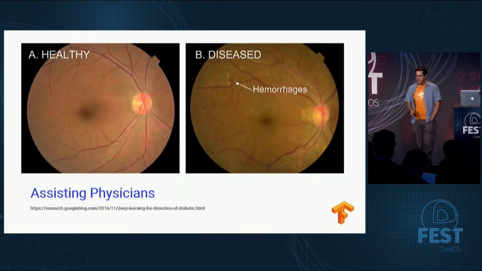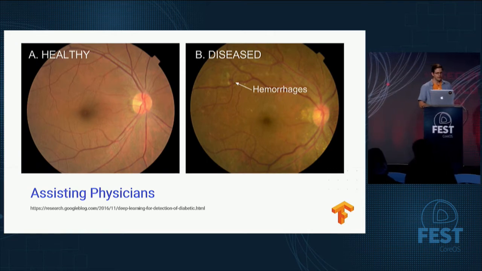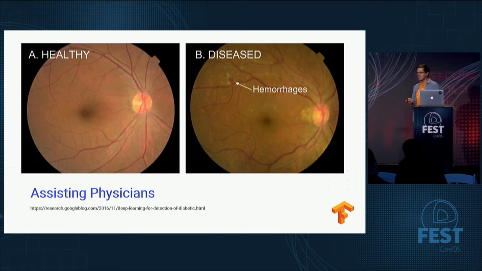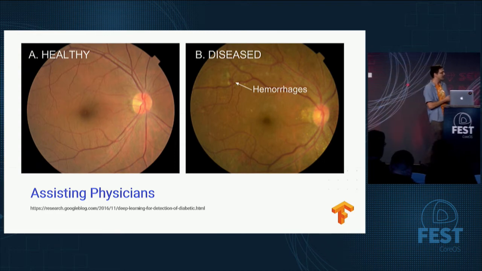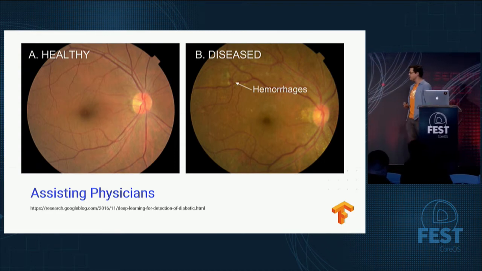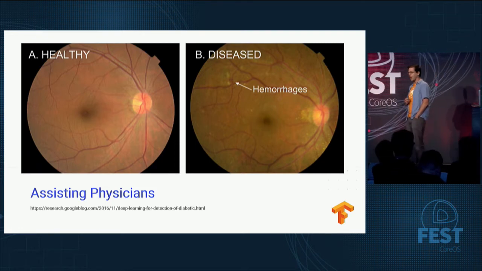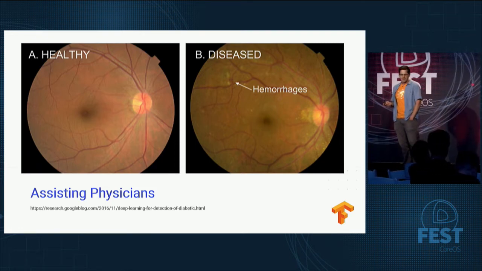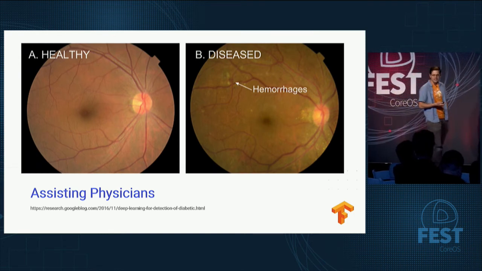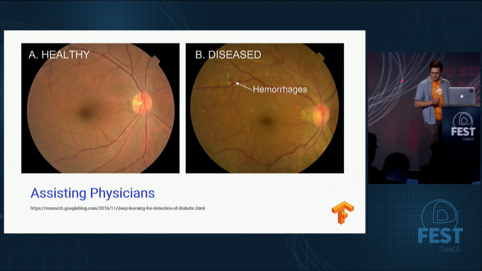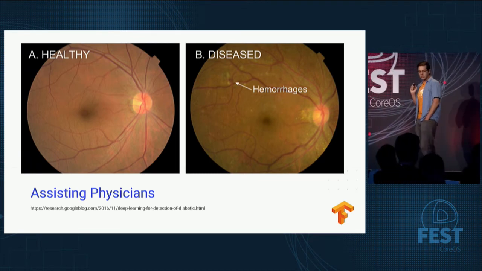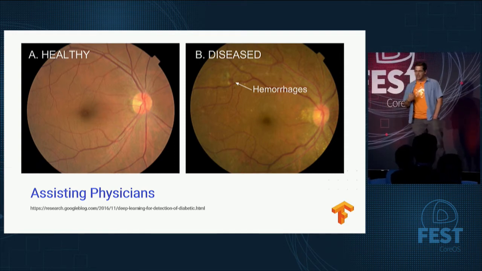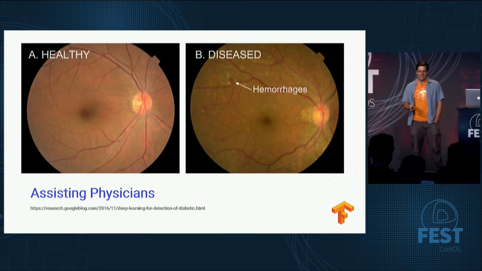Another really promising direction for deep learning is assisting physicians. Diabetic retinopathy affects nearly 10 million Americans. If caught early, it can be treated, but if left untreated, it can lead to blindness. Eye doctors, ophthalmologists, diagnose it by looking at retinal scans. Last year, we published research based on that same Inception model showing that ML can achieve accuracy on par with ophthalmologists at diagnosing this.